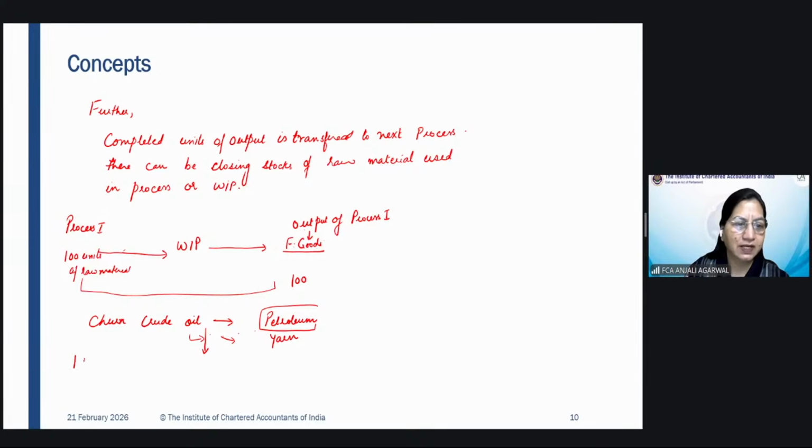However, once again, let's say if we take 100 units, but we start working only on 70 units, 30 units of raw material is lying still in stock with process one. Out of these 70 units, 5 units are still work in progress.